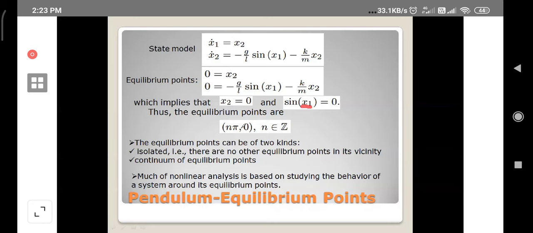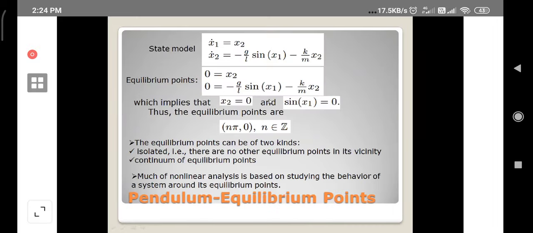Here we can see that there are multiple equilibrium points, and they are isolated because in the nearby region there are no other equilibrium points. So here is an example of isolated multiple equilibrium points, as opposed to a continuum of equilibrium points. The analysis of a nonlinear system is actually based on the study of the behavior of the system around its equilibrium points. So that is about the nonlinear system of a simple pendulum.